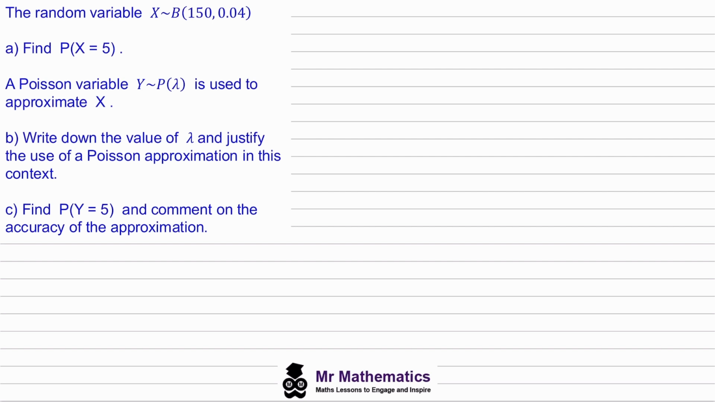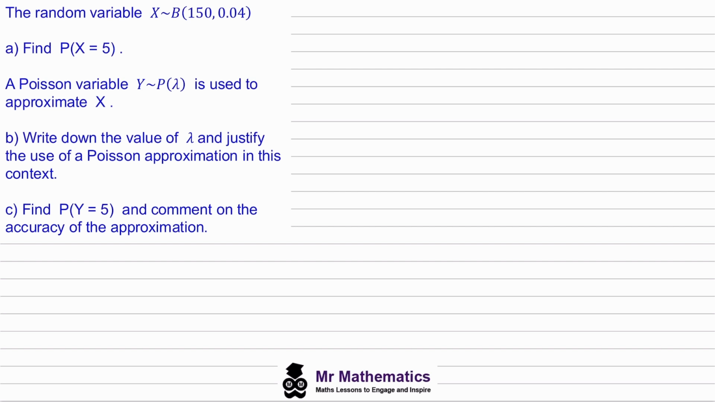So in this example, we're told that the random variable x is distributed binomially with 150 trials and a probability of success of 0.04. For part A, we've been asked to work out the probability of x equaling 5.